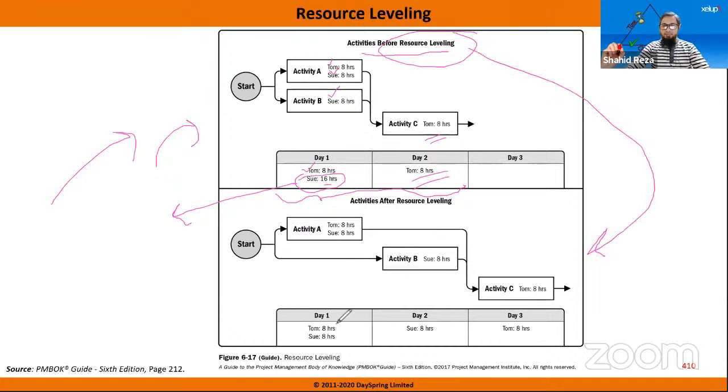See the next figure. What we are doing: for activity A, Tom and Sue are required for 8 hours. So in day 1, Tom is 8 hours, Sue is 8 hours. But activity B, we push to day 2 when Sue is free, right? And Sue now is giving 8 hours. And as C is depending on both A and B, both these tasks need to complete. So C is shifted to day 3. So practically, when you are doing resource leveling, the schedule is increased by 1 day.